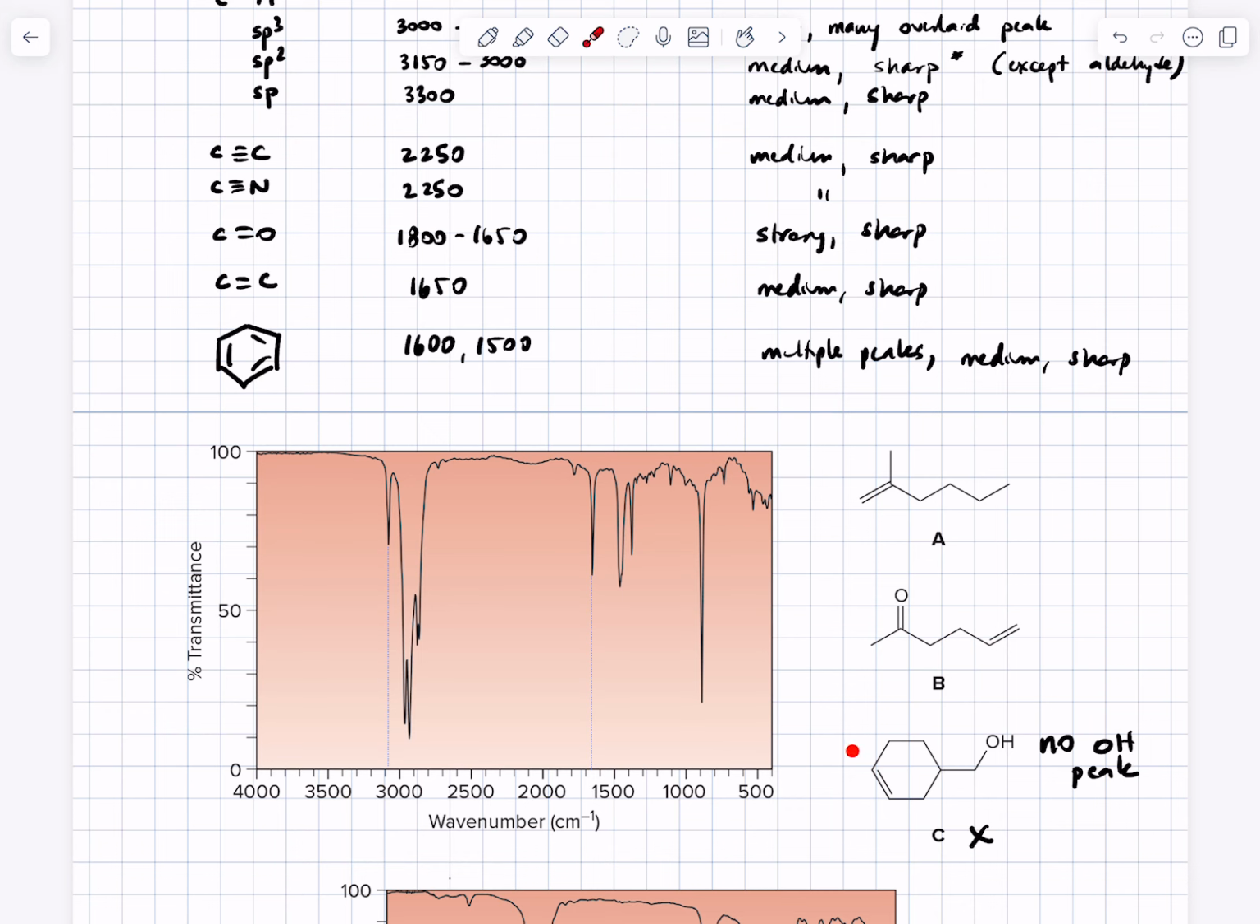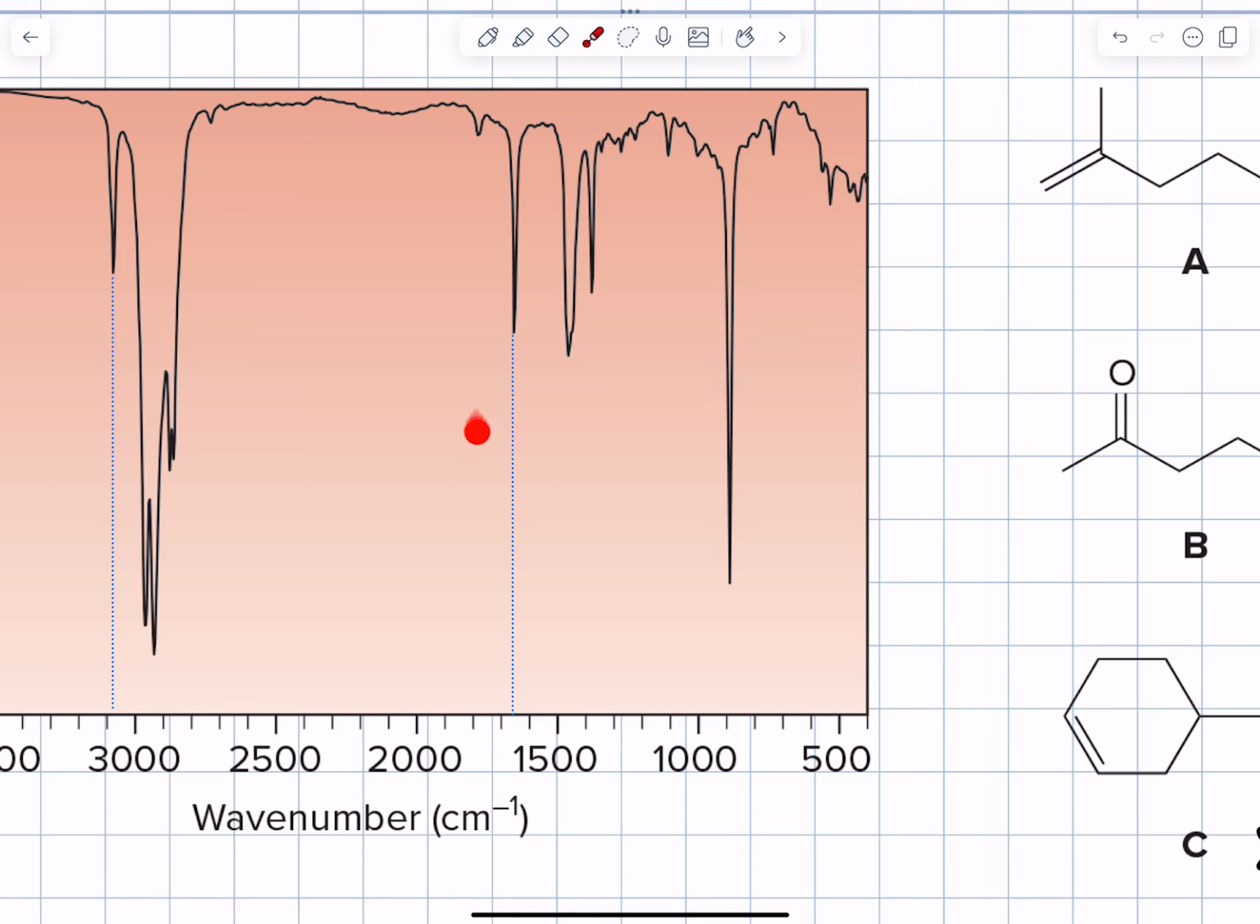For B, I have a carbon-oxygen double bond. I expect a strong, sharp peak in the range of 1650 to 1800. I do see a peak at around 1650, but 1650 to 1800 would be here, and in general, peaks corresponding to carbon-oxygen double bonds would be much deeper, much stronger, and a little bit broader than this smaller medium peak.